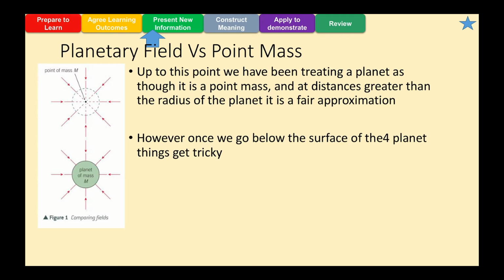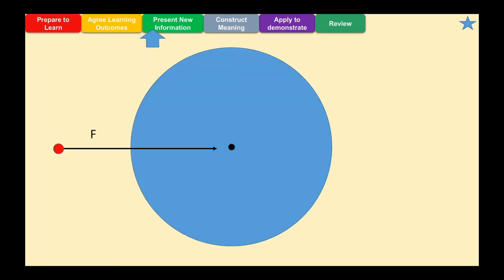So the thing is, what about when we end up below the surface of a planet? I have no idea why that 4 is there. I will go back and edit that out later. Okay, so once you get below the surface of a planet, things start to get tricky. So let's take a look at that. So overall, all the force is pulling towards the center of the mass when you are outside or even at the surface of the planet.